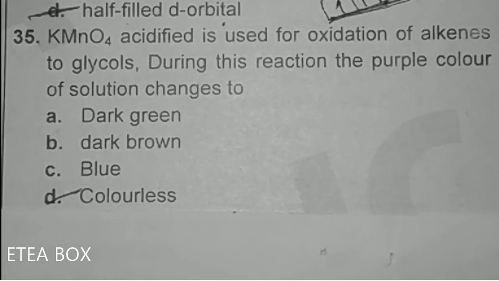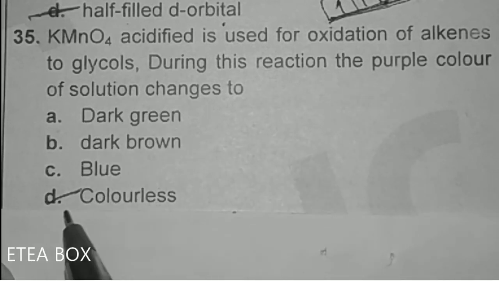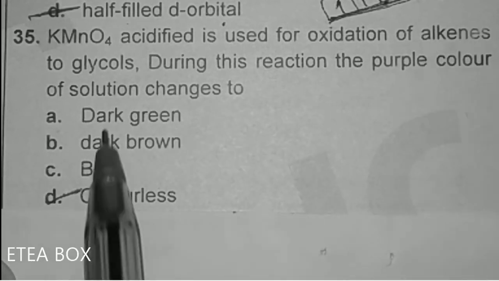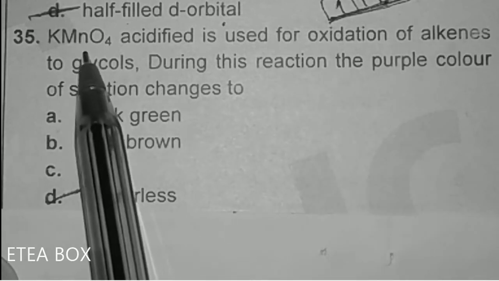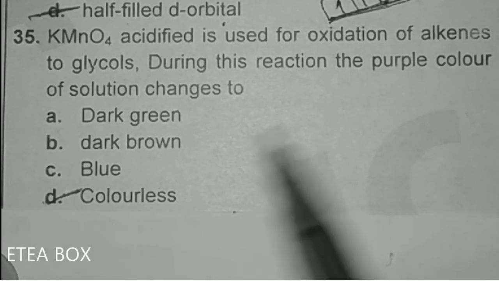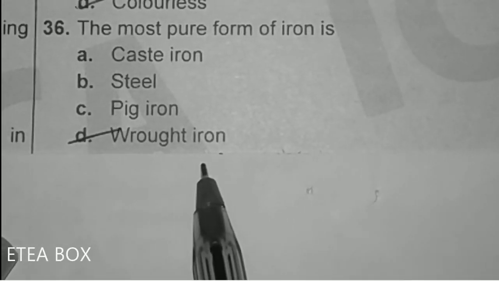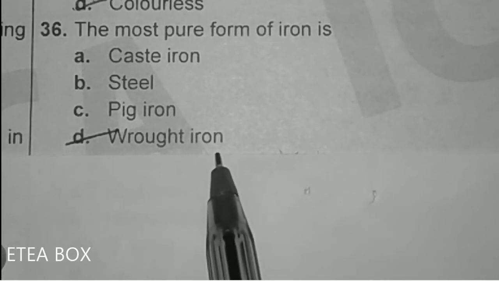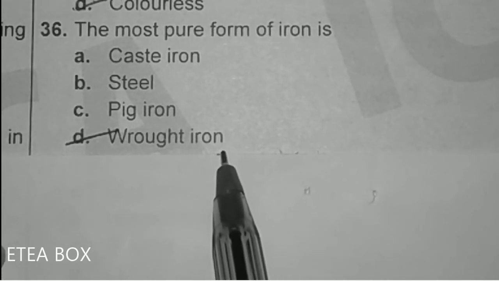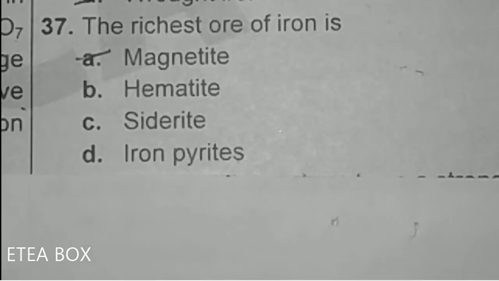KMnO4 acidified is used for the oxidation of alkene to glycols. During the reaction, the purple color of the solution changes to colorless. Okay, when glycols or alkene is reacted with acidified KMnO4, then what happens? The purple color changes into a colorless solution. The most stable form of iron is wrought iron. This is because the percentage of carbon atoms is very low in wrought iron. That's why it is the purest form of iron. The richest iron ore is magnetite. Option A is correct here.